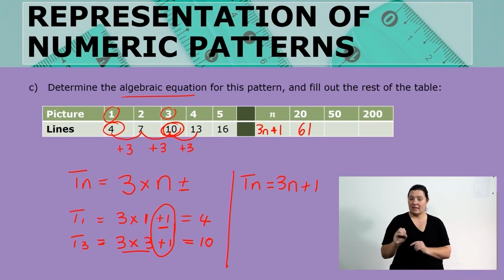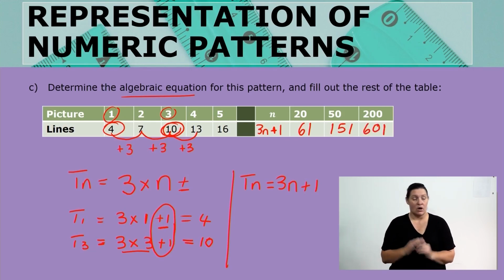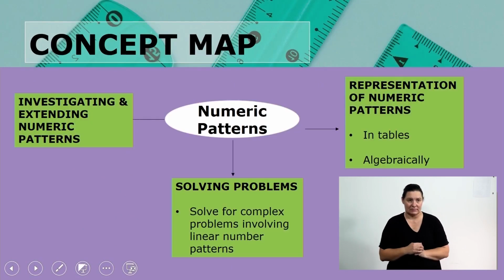What about the 50th term? That's going to be 3 multiplied by 50. And then when we add 1, that is going to give us 151. And then when we say 3 multiplied by 200, that is 600. And when we add 1, that is going to give us 601. So that is the algebraic equation for that pattern.